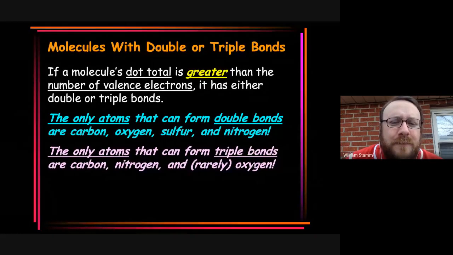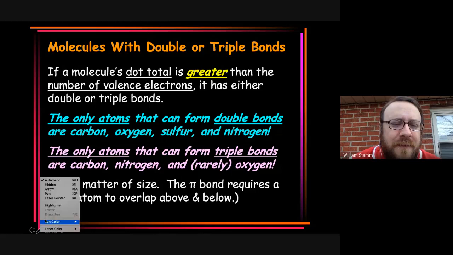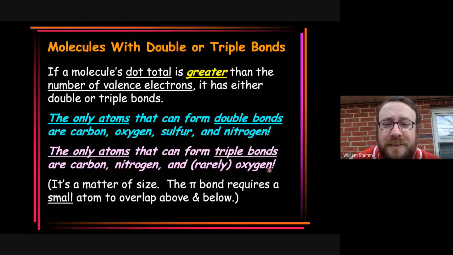The reason for this is it's a matter of size. It has to be a smaller atom for the bonding to be able to occur. So that's why I'm really concerned about that. The double bonds: carbon, oxygen, sulfur, and nitrogen. And for your triple bonds, only carbon and nitrogen, really.